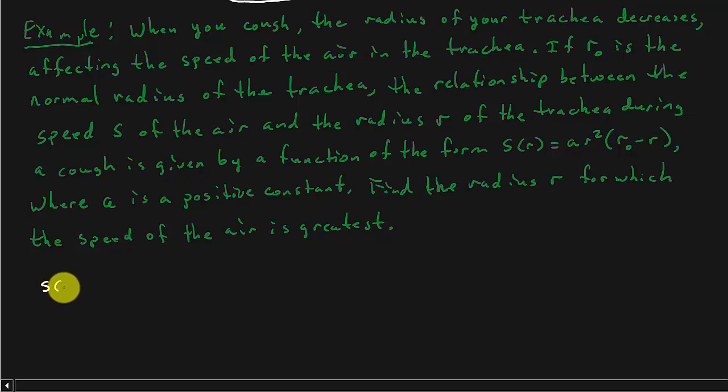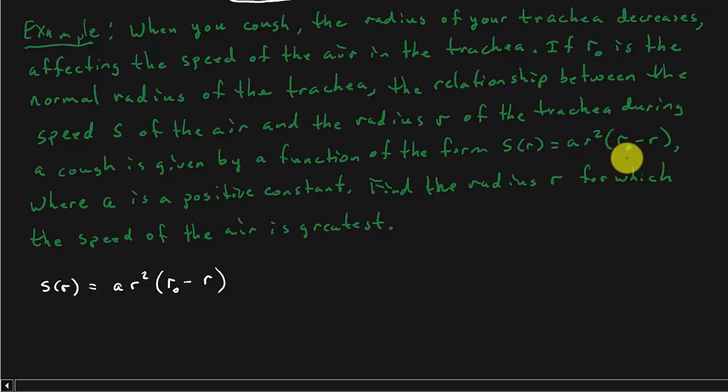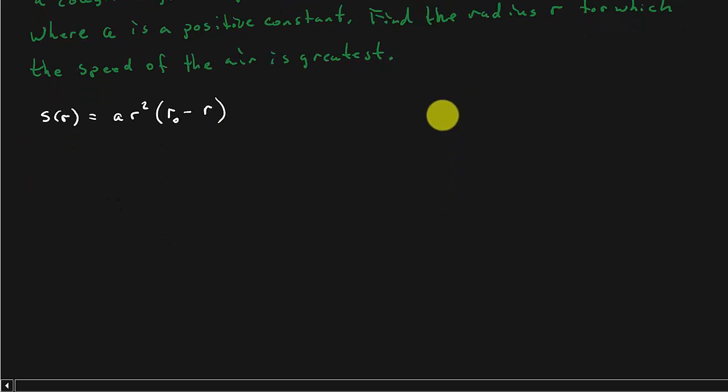So we've got s of r is equal to a times r squared times r0 minus r, where a is a positive constant. So a is a constant, and we know that r0 is a constant. R0 represents the normal radius of your trachea. Find the radius r for which the speed of the air is greatest.